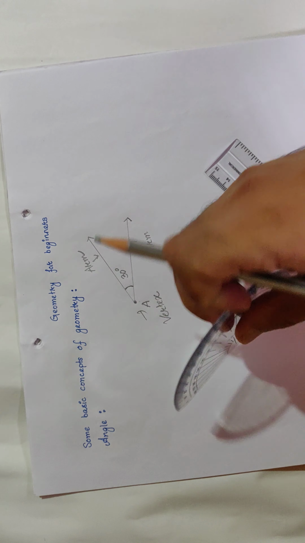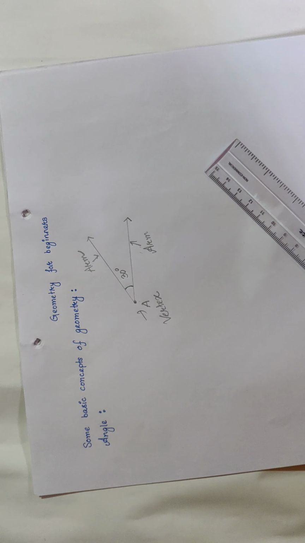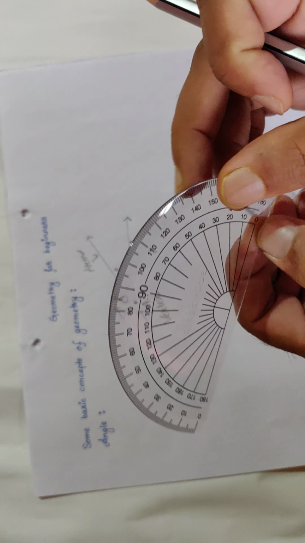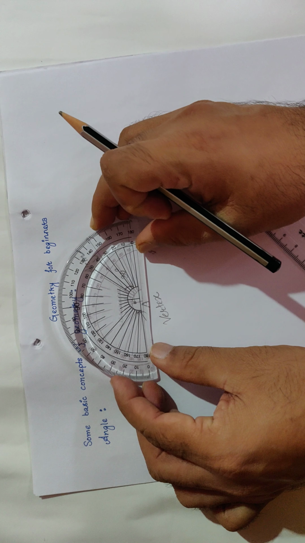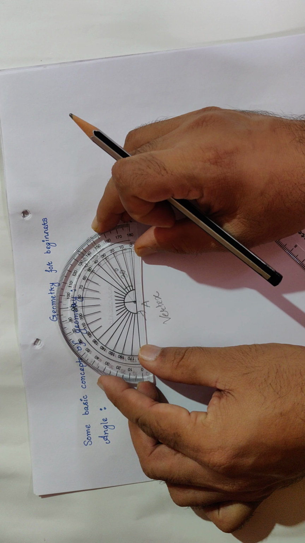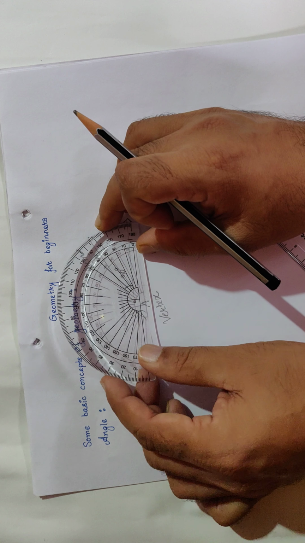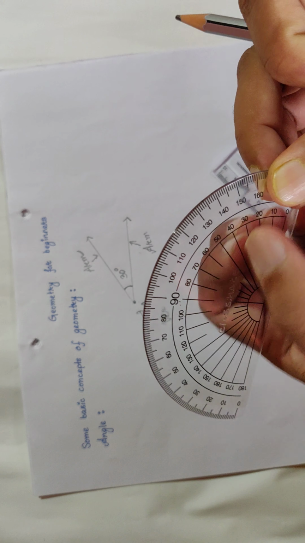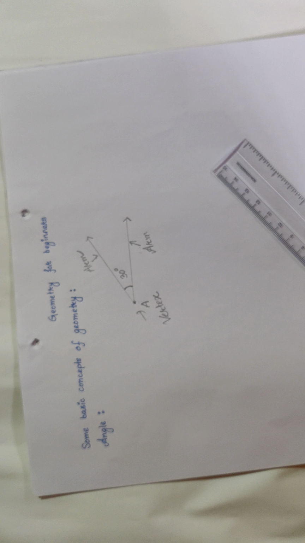So with the help of a protractor we can measure the angle in this way, keeping the baseline over one of the arms of the angle, and see where the other arm lies on this mark here. In this way we can measure the angle.